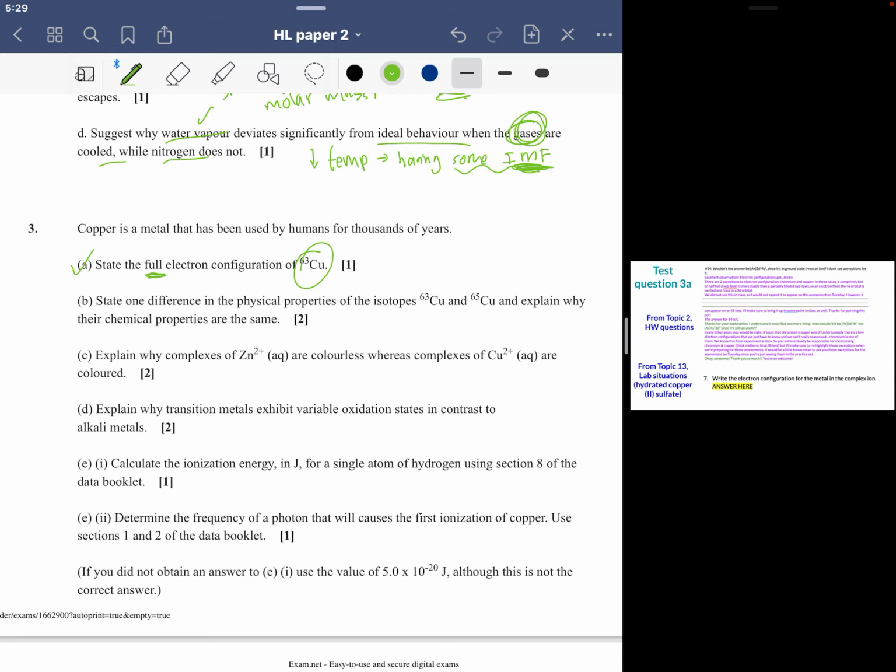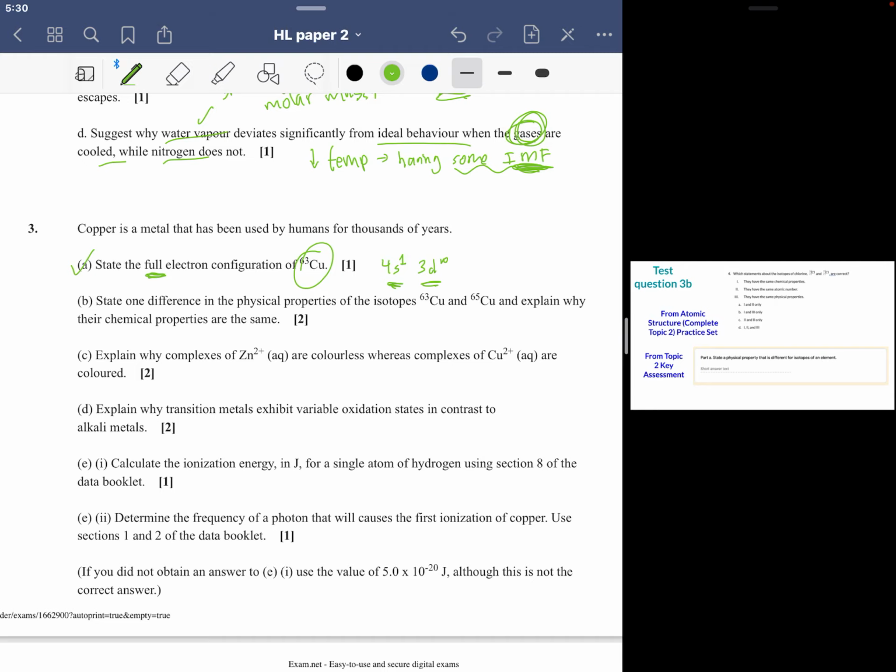You did need to know copper. It is an exception to the normal rule. It fills 4s with just one electron, and then at the end it fills 3d. So kind of unusual, because Aufbau tells us that 4s should fill before 3d, but copper is an exception.